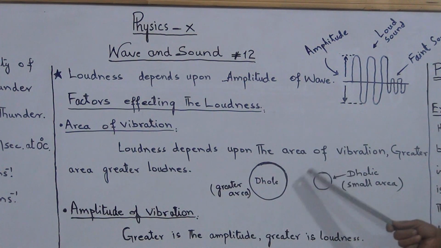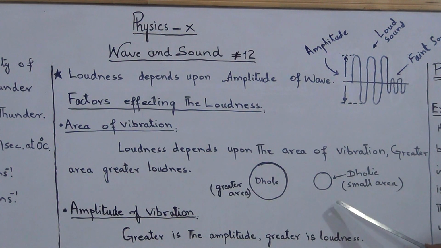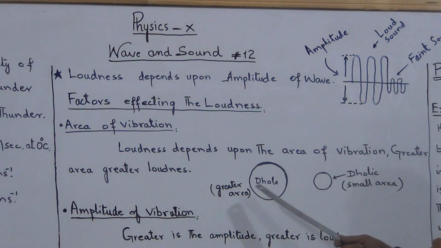Now this is another instrument which is always used in marriage parties. It has less area. It is called the dholak. Its area is small and its sound is not as loud. So the loudness depends upon the area of vibration.